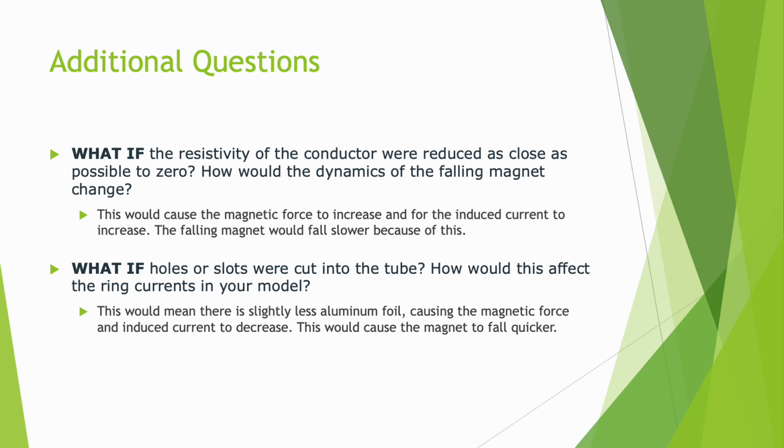If holes or slots were cut into the tube, there would be slightly less aluminum foil, causing the magnetic force and induced current to decrease. This would also cause the magnet to fall quicker.